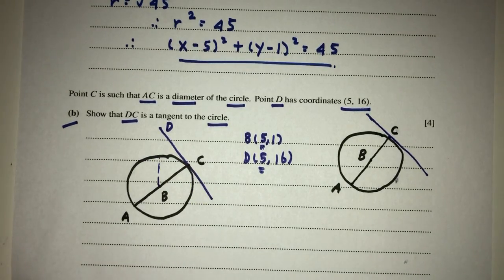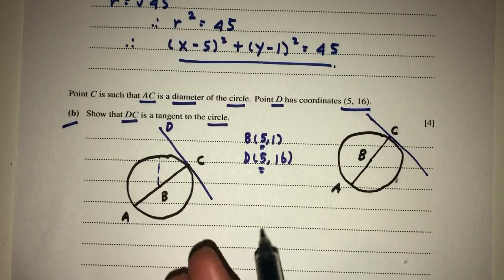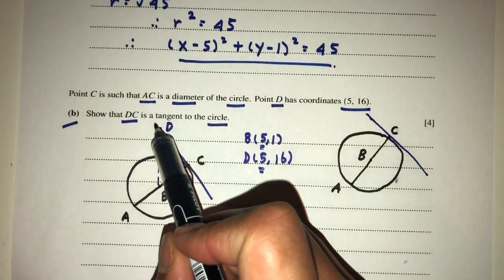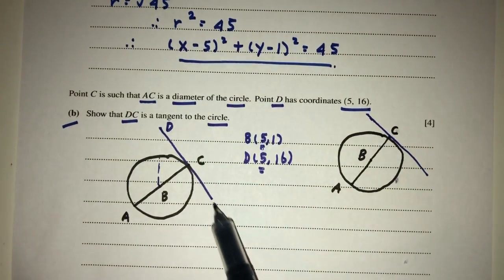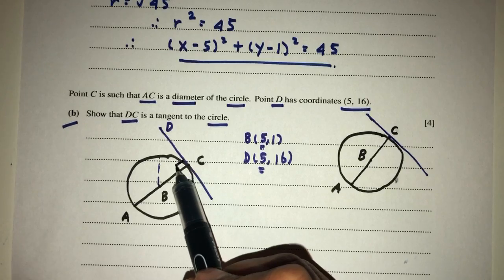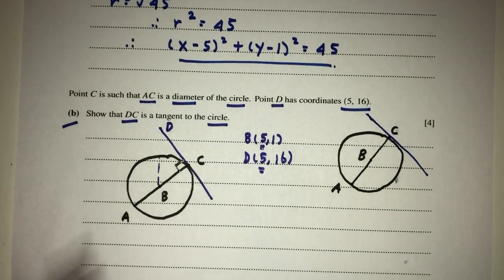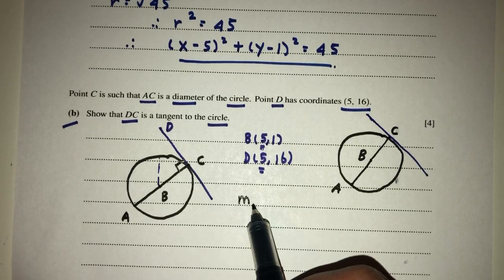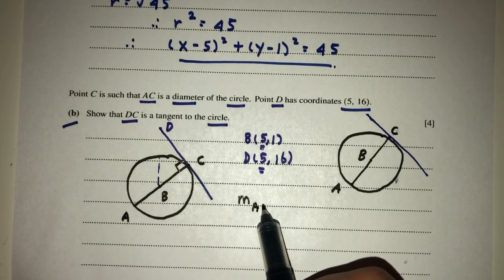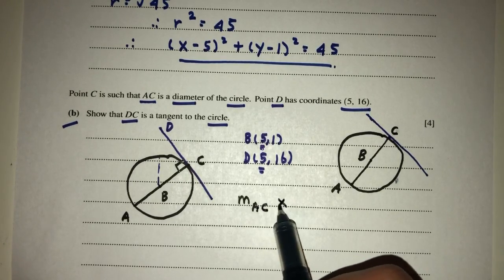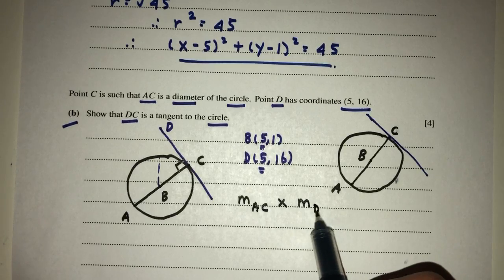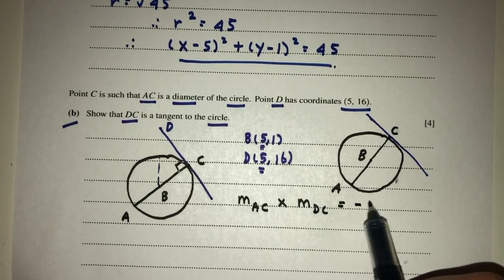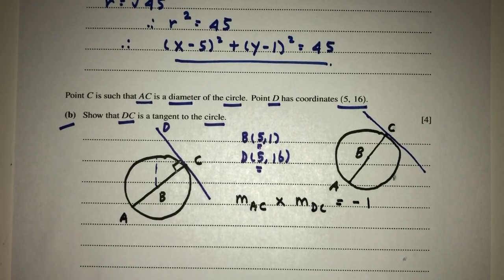So how do we show it is a tangent? Because as you can see here on the diagram, a tangent will touch the circle at only one point, and it is always at 90 degrees to the radius, of course. So we have to show that the gradient of AB or AC multiplied by the gradient of DC has to be -1. By showing this, we can show that it is a tangent to the circle.